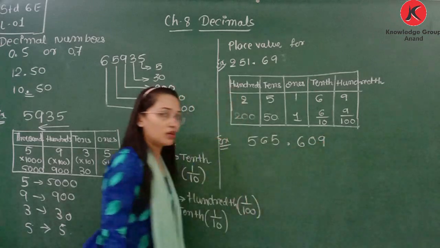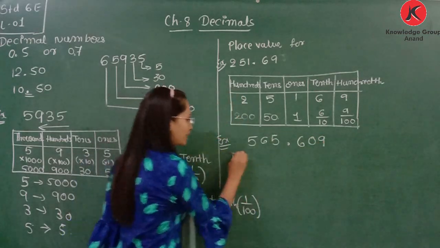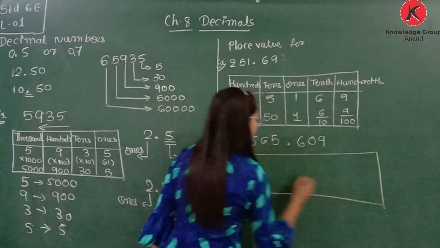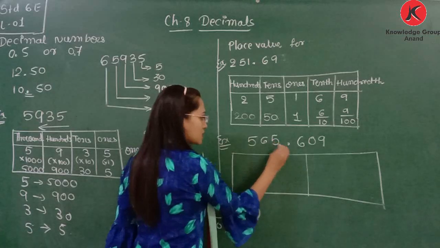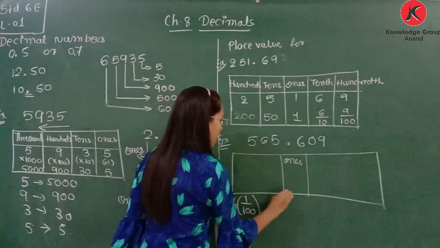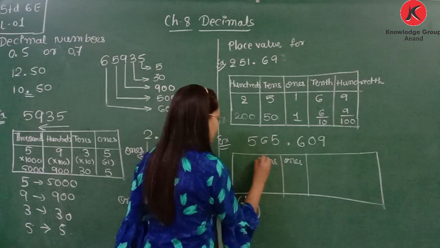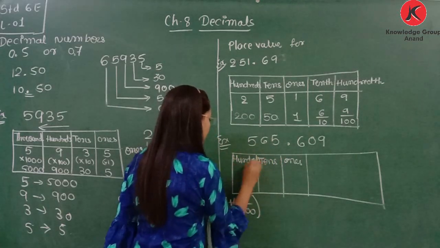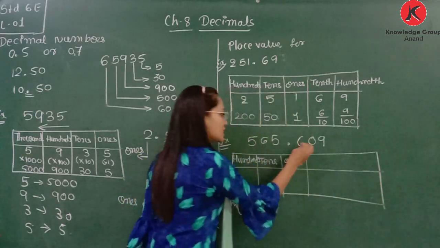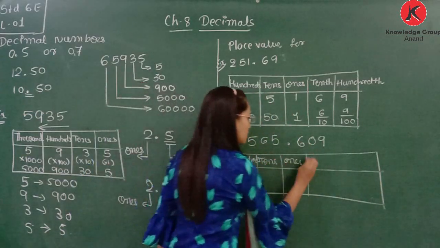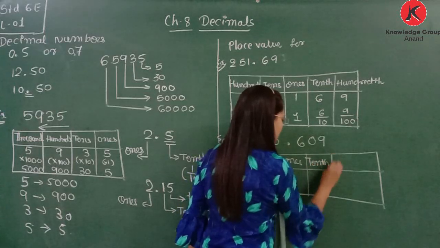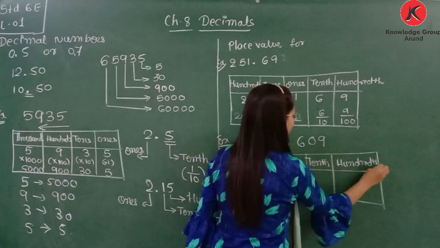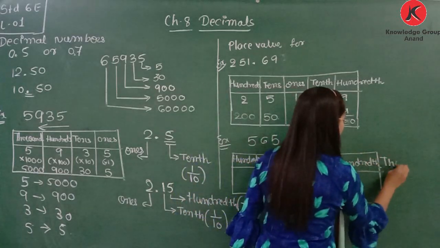565.609. Okay, so here make a place value table for this. Now before the decimal this is ones, after that tens, and after that hundreds. After the decimal point, 6 is at the 10th place, 0 at the 100th place, and 9 at the 1000th place.